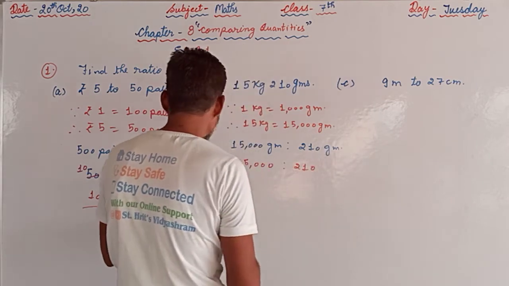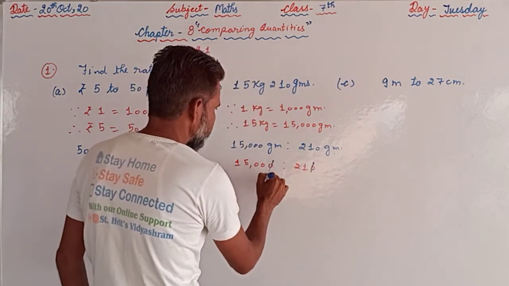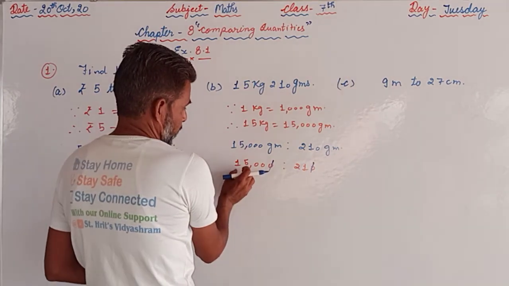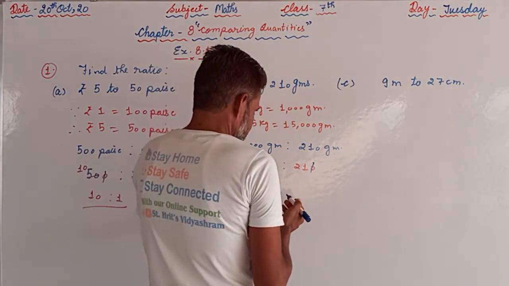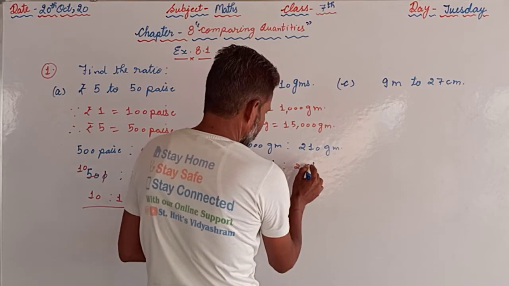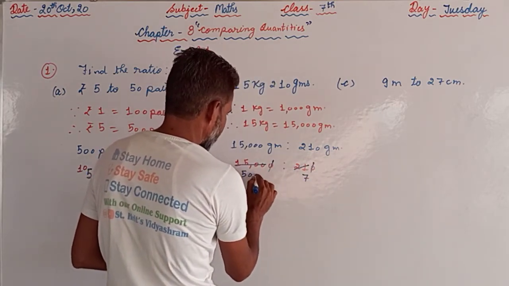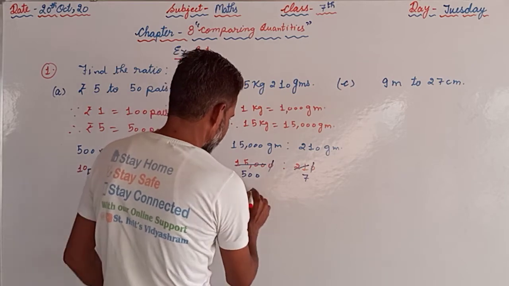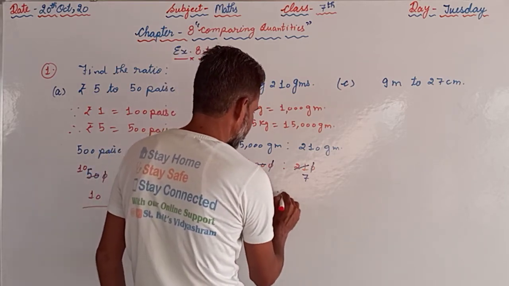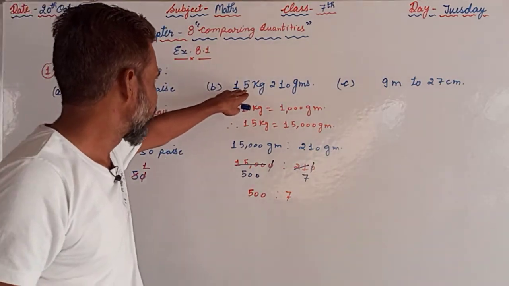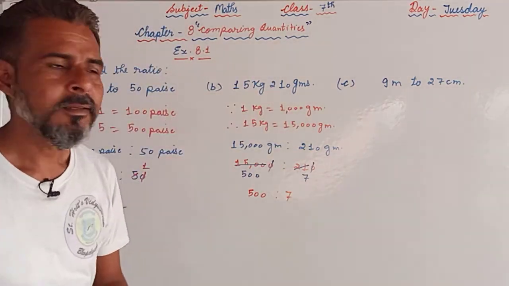First of all we will cancel out the zeros. Afterwards we can cancel out 21 and 1500 by 3. So 3 sevens are 21 and 3 fives are 15, and at last we can write that 500 is to 7 is the ratio of 15 kilograms and 210 grams.